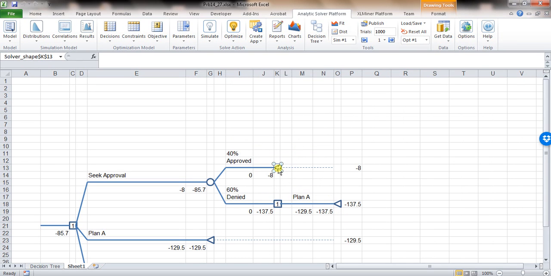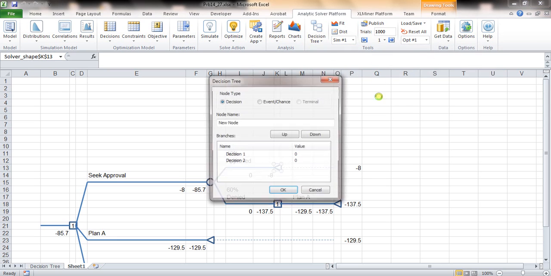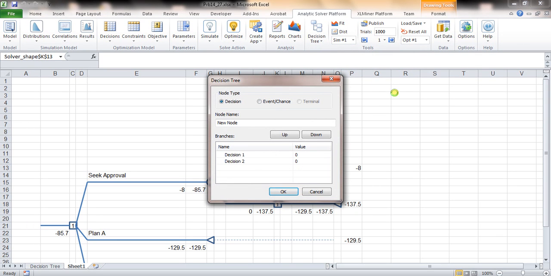And in this case, if it is approved, you have two alternatives. So this would be another node, a decision node D3, and what options you have: you can still go with plan A, or you can go with plan B. If you do plan A, it will cost you 129.5, and if you go with plan B, it will cost you minus 85, the cost of plan B, minus 4 months to do it, that is 6,000.